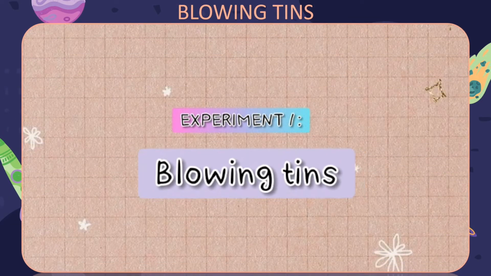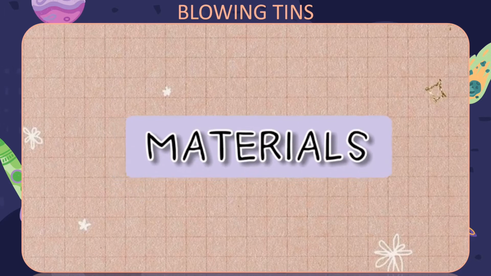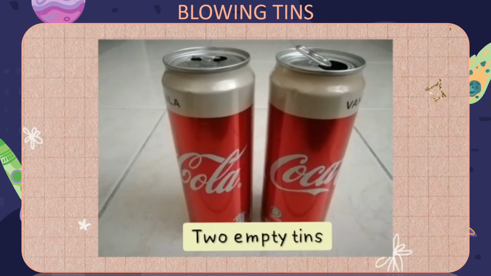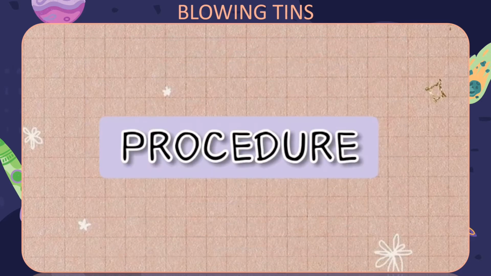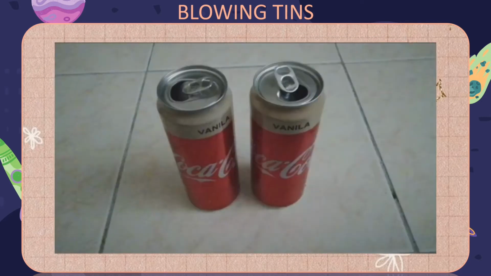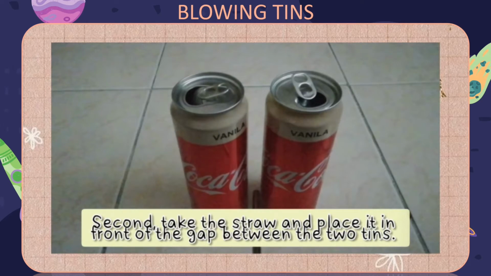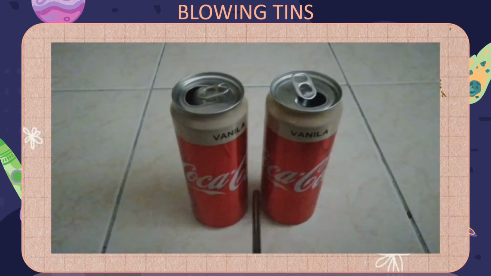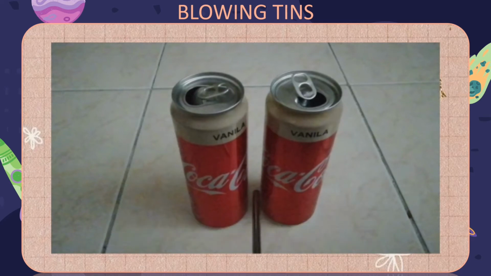Hello everyone, today I'll be showing you an experiment involving Bernoulli principle using a few simple materials. First, place the tins close to each other, leaving a gap in the middle. Second, take the straw and place it in front of the gap between the two tins. Now, all you have to do is blow.